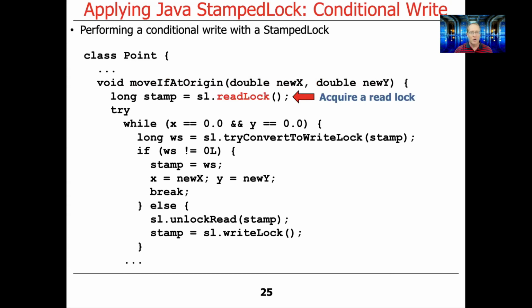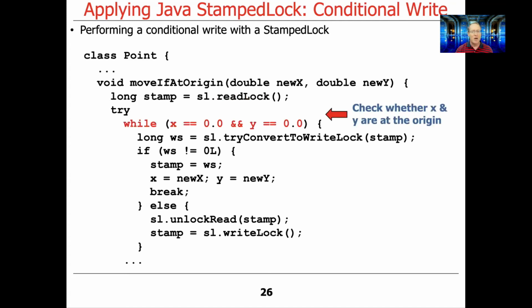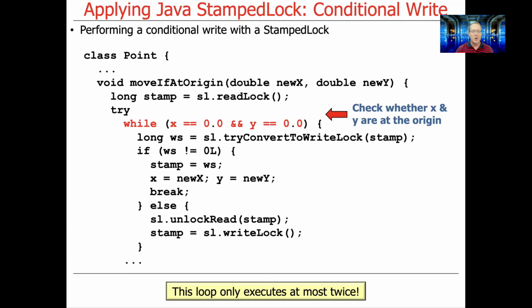So the first thing we're going to do is acquire a read lock because we want to make sure that we can read these values of X and Y with shared access so that nothing will be corrupting them or changing them while we're reading. And then we go into a loop and we check to see if X and Y are at the origin. In other words, they both have the value of 0. This loop will only execute at most twice, and you'll see why in a moment.